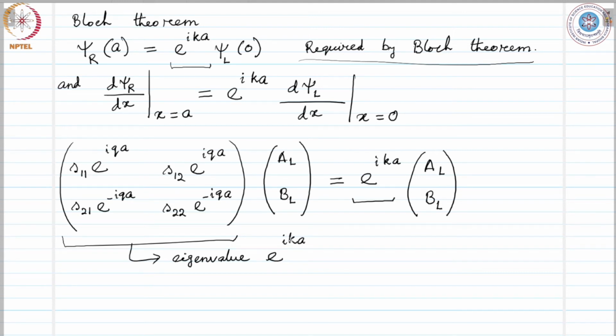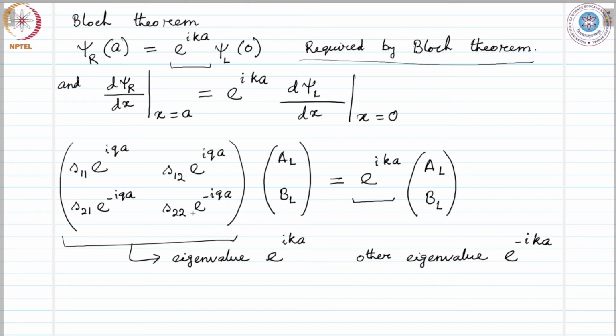If that is true, and if this matrix is unimodular, that means the determinant of this matrix is 1, that means the product of the eigenvalues is 1, then the other eigenvalue must be e power minus i k a. Then the product of these two eigenvalues would be 1, which is the determinant of the matrix.